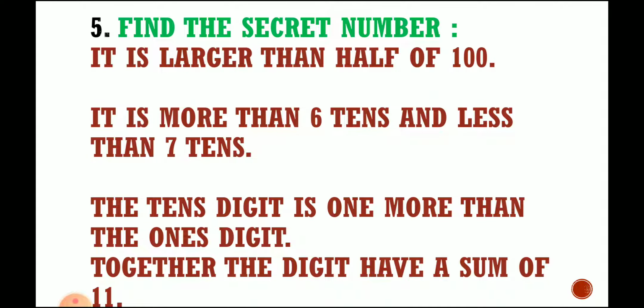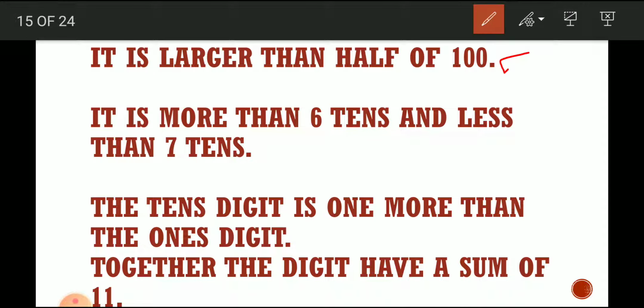Next, find the secret number. Now let us find out the secret number. See the first clue, I gave 4 clues for you. Using these 4 clues, we have to find out the secret number. It is larger than half of 100. What does half of 100 mean? That is 50, right? So definitely the answer will be more than 50.